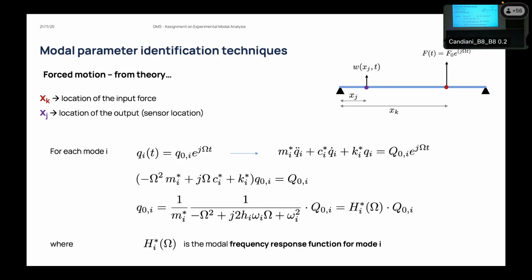So you could substitute this within the equation of motion, and what you are going to obtain is minus capital omega squared times mi star plus imaginary unit times capital omega times ci star plus ki star, that is multiplying q0i, equal to capital Q0i.